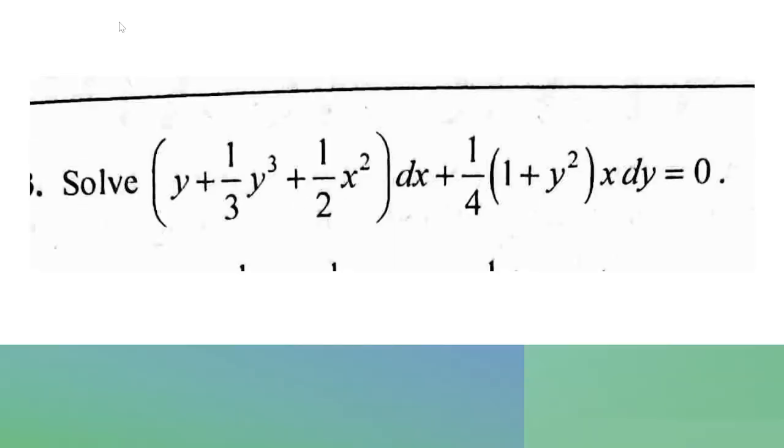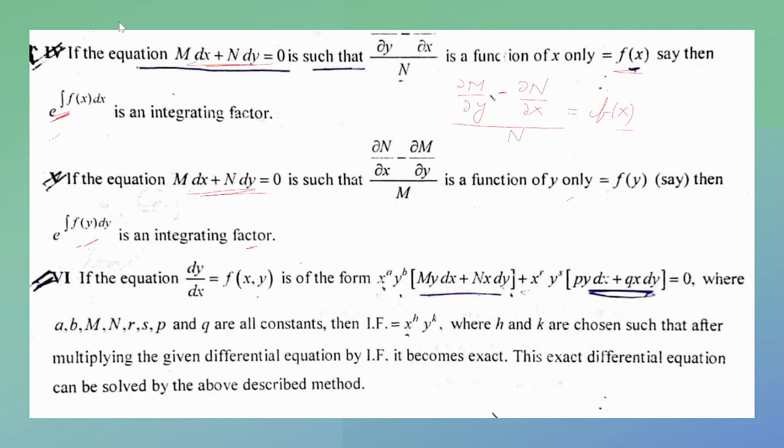In the fifth case, this is the last remaining case to find out how to find the integrating factor. If the equation dy by dx is equal to a function of xy of the form x raised to power a into y raised to power b into (my dx plus nx dy) plus x raised to power r into y raised to power s into (py dx plus qx dy) equal to 0.